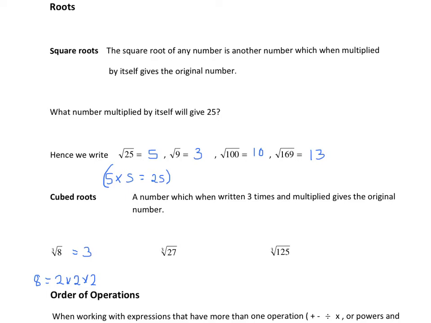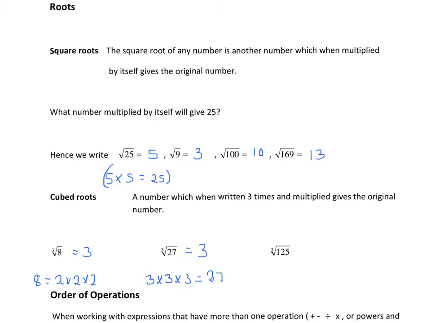What's the cube root of 27? A number that's written 3 times and multiplied, which will give you 27. 3 times 3 is 9. Multiplied by 3 again is 27. So the answer there is 3.